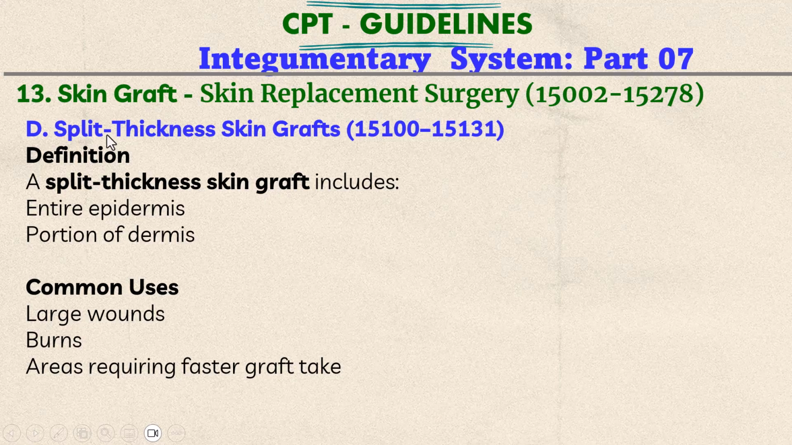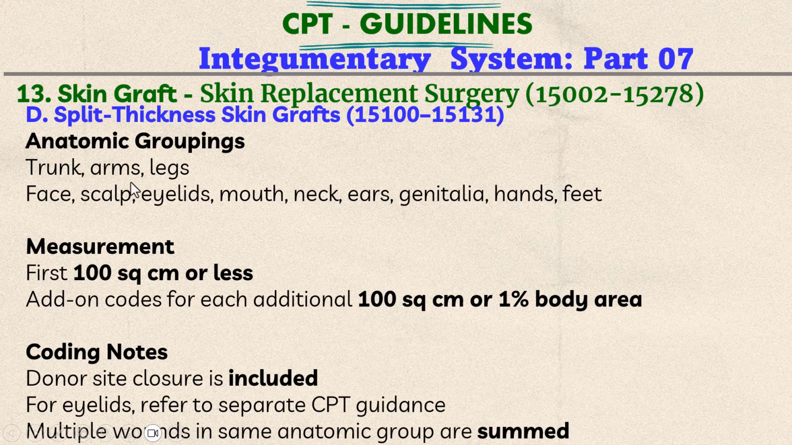Next type of skin graft is split thickness skin graft. So the definition is a split thickness skin graft includes entire epidermis and a portion of dermis. So the common uses include large wounds, burns, areas requiring faster graft take. Anatomic grouping includes trunk, arms and legs are one group, face, scalp, eyelids, mouth, neck, ears, genitalia and hands, feet are another group. So measurement, first 100 square centimeter or less is one code category, and add-on codes for each additional 100 square centimeter or 1% body area.